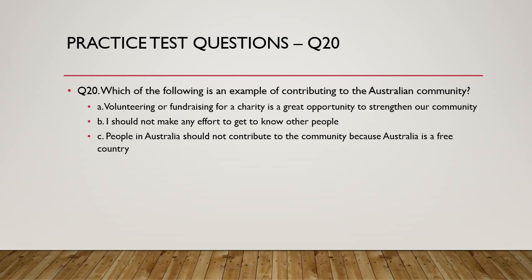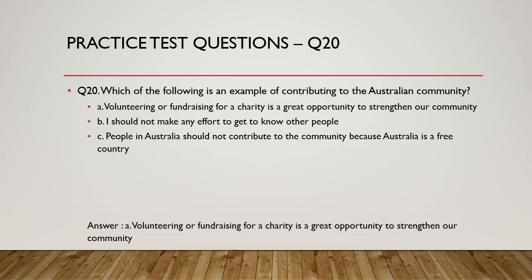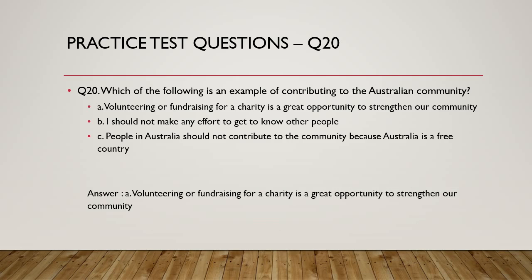Question 20. Which of the following is an example of contributing to the Australian community? And the answer is A. Volunteering or fundraising for charity is a great opportunity to strengthen our community.